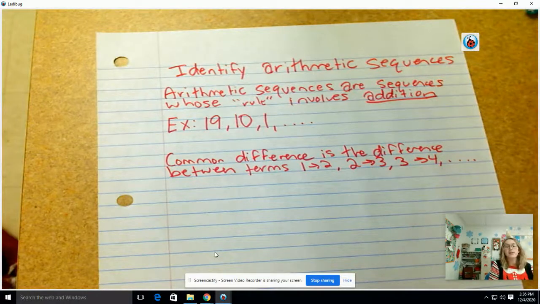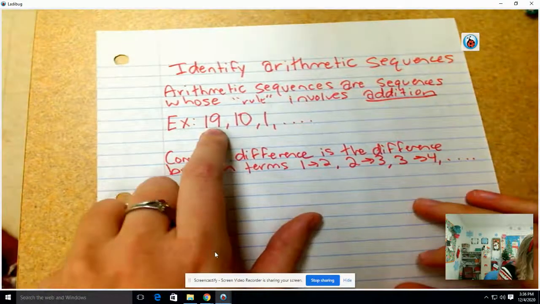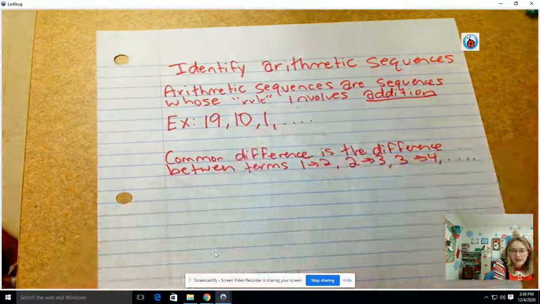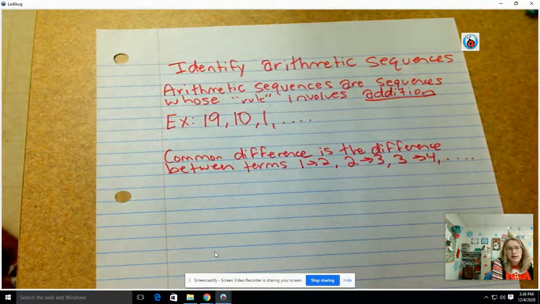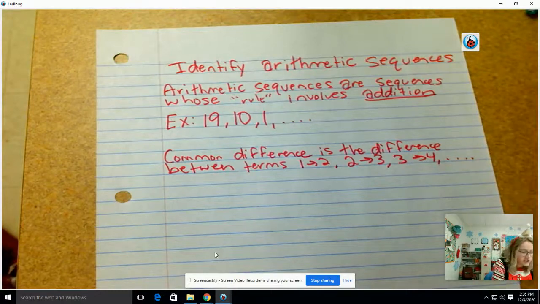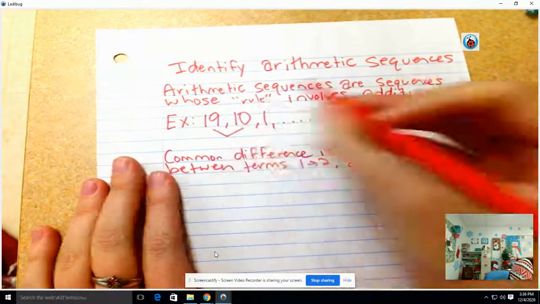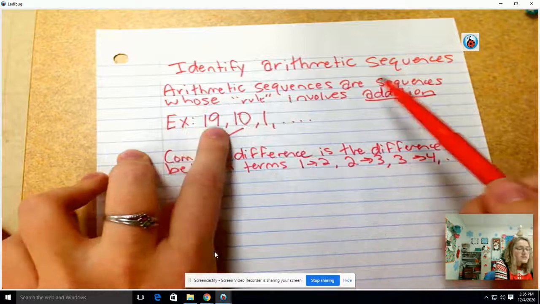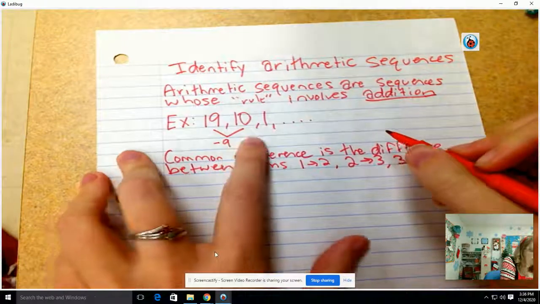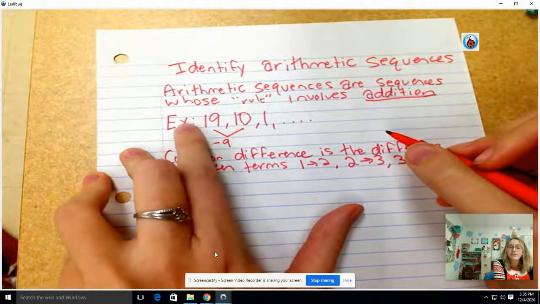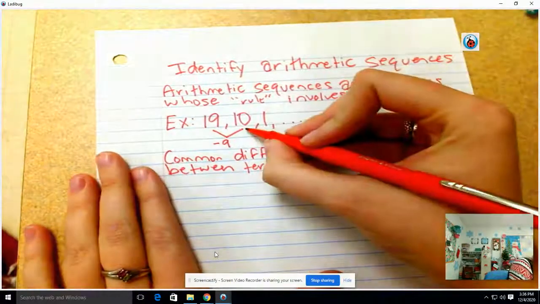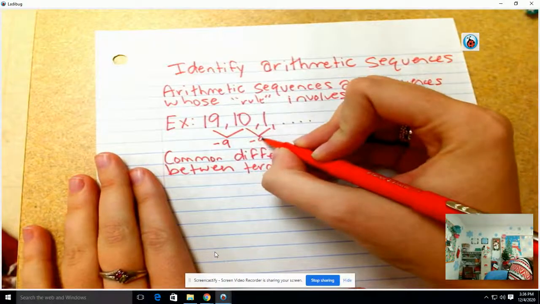So there's a couple different ways to think about this. If I want to know how am I getting from 19 to 10, I know your first instinct is probably like, oh, well, you're subtracting 9. But remember, arithmetic, we do not subtract. We have to think of it in terms of addition. So what do I need to add? 19 plus what is going to give me 10? That's going to give me a negative 9. And that's the common difference for this one. If this is an arithmetic sequence, it is going to have the same common difference. So to go from 10 to 1, I'm also going to be adding negative 9.